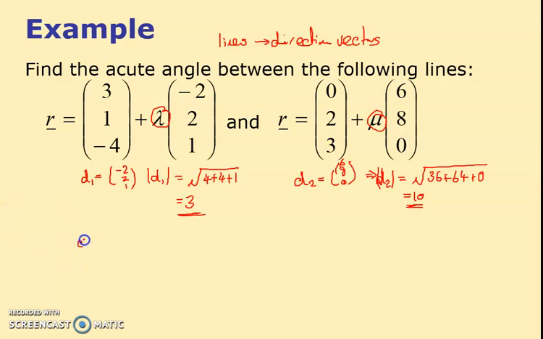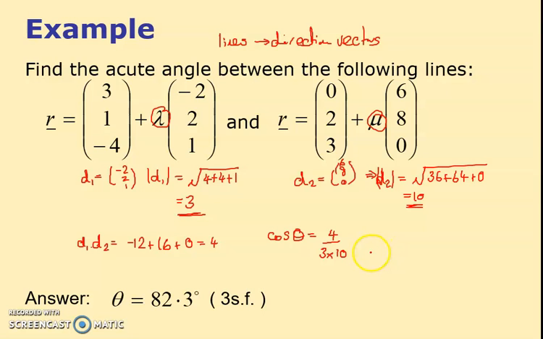Now I'm going to D1 dot D2 them. D1 dot D2, just very quickly do it. Minus 12 plus 16 plus 0, that's 4. So therefore cos theta is A dot B, it said, so that's 4 divided by 3 times 10. So I'll quickly do that, and inverse cos the answer, I get 82.3 degrees. 82.3 degrees. Look at that, it's even worked.